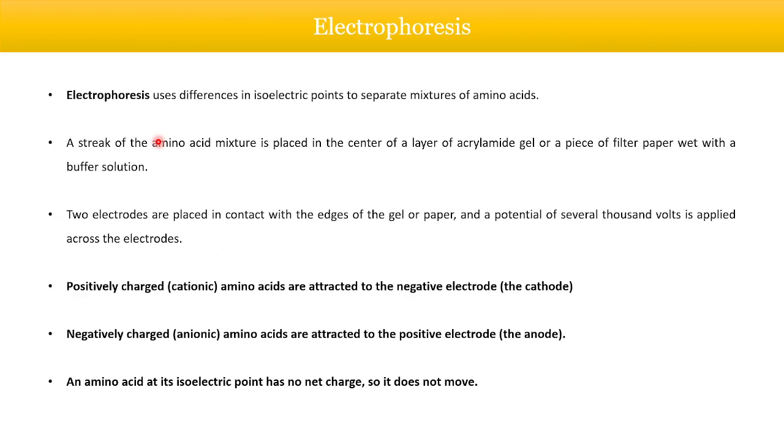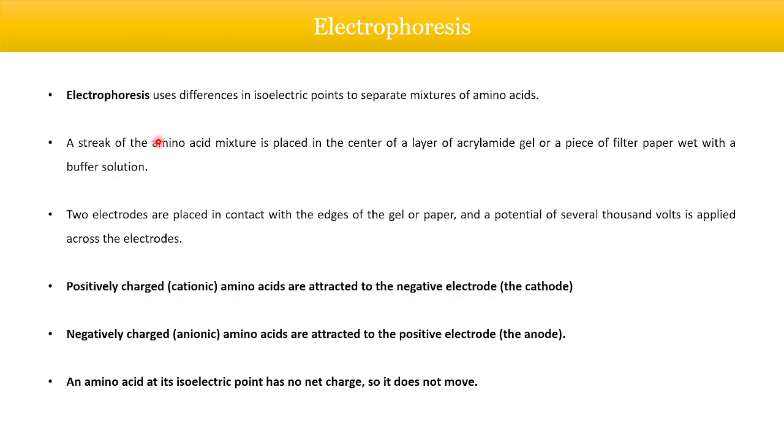Okay, now moving on to a term called electrophoresis. Electrophoresis uses the difference in the isoelectric points. Electrophoresis, as we can understand, is movement according to the electric charge. So electrophoresis uses the differences in the isoelectric points of the different amino acids. We know that each amino acid has a different isoelectric point, and we can separate them based on these isoelectric points by performing electrophoresis.